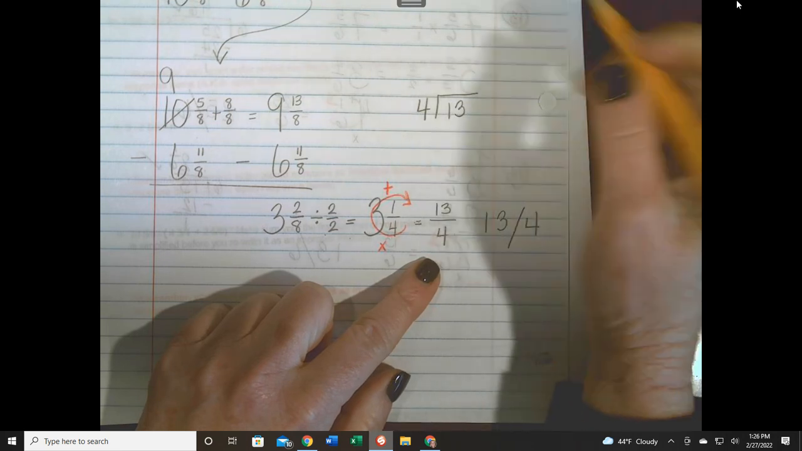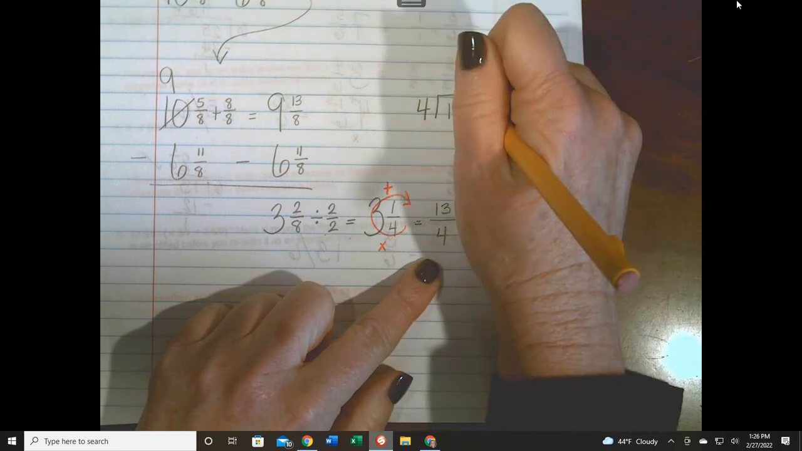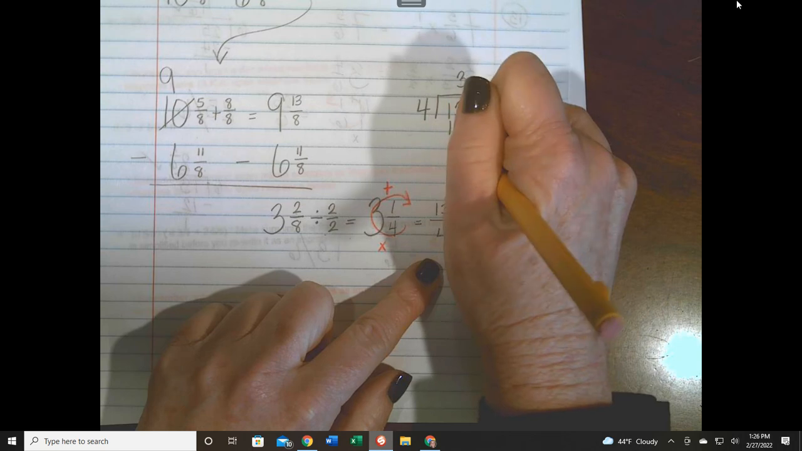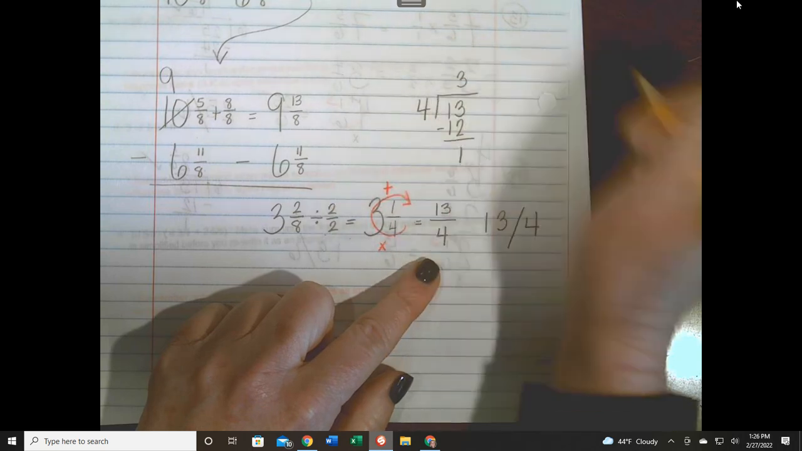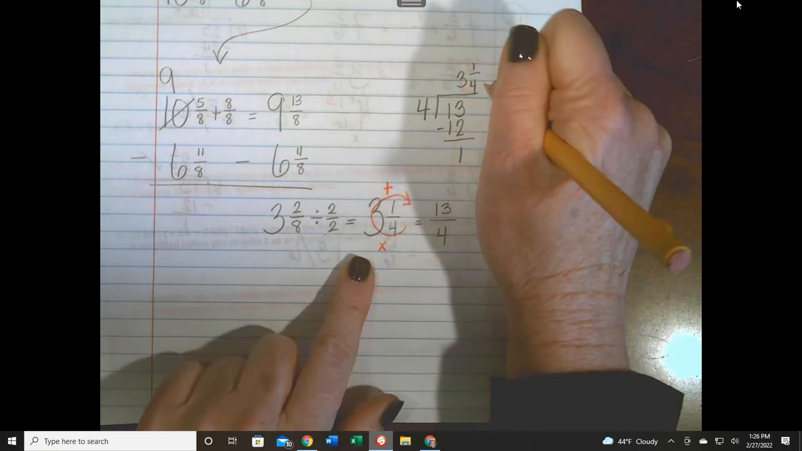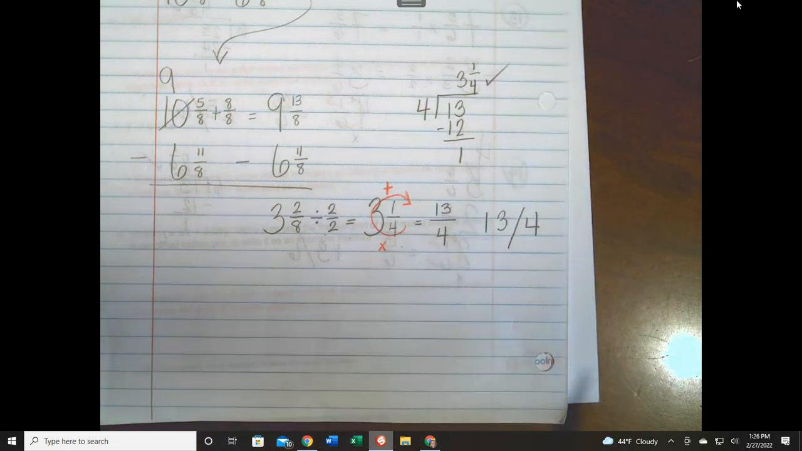Just change it back. So 4 goes into 13 3 times. 3 groups of 4 is 12. Subtract, I get 1 left over out of 4. 3 and 1/4 is what I started with. So I'm going to put in that 13/4.